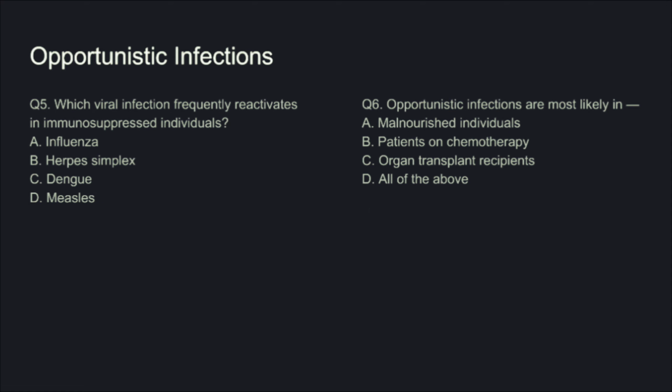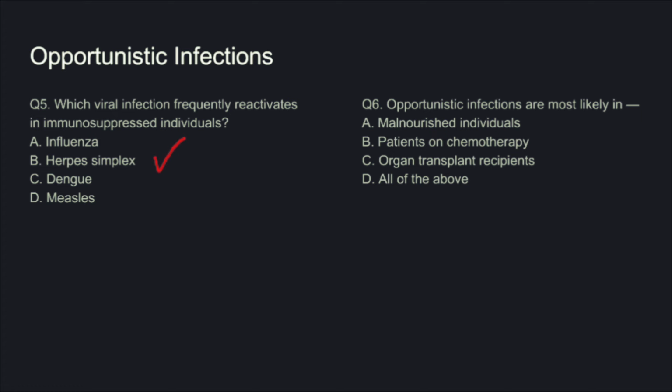Question number 5. Which viral infection frequently reactivates in immunosuppressed individuals? Options are A, influenza, B, herpes simplex, C, dengue, D, measles. So correct answer for this question is option B, herpes simplex.